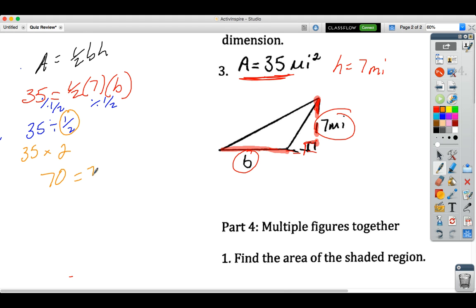So now it just allows for me to solve this question a little bit easier. And now I don't have to worry about dividing by 3.5. If you left it as 7/2, it would be the same thing essentially, but I was just getting rid of my 1/2 first. Now to get rid of this multiplication of 7, I will divide by 7, and B is now equal to 10 miles.